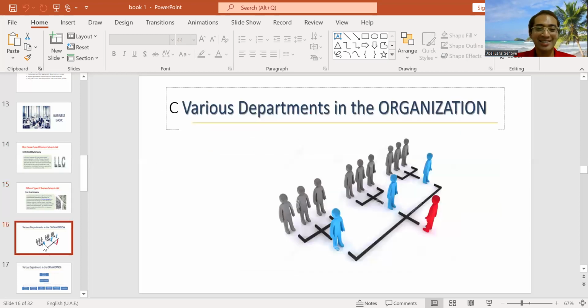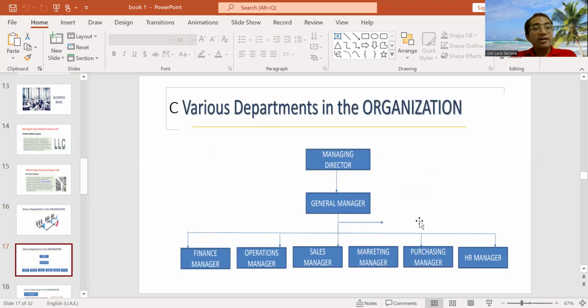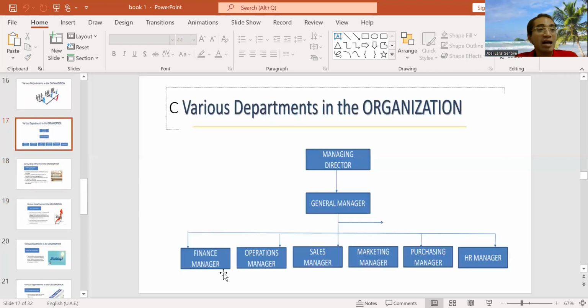All right. Next. Various departments and organizations. This could vary, it depends on how many people are there in your company. They could be as minimal as four: the owner, the operations manager, the staff, the runner or driver. It says here in our sample: managing director, general manager, finance manager, operations manager, sales manager, marketing manager, purchasing manager, HR department. This is in a corporation. This is a big company because under that would be the staff.